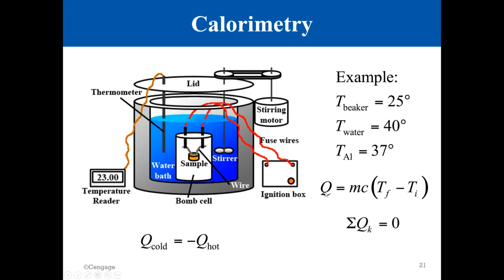So we calculate Q for each one of these materials, and then we add all values for Q. It should be zero because energy is conserved. Whatever heat is gained at one side, there is heat lost on the other side. So when we add all heat energies, they should add to zero.